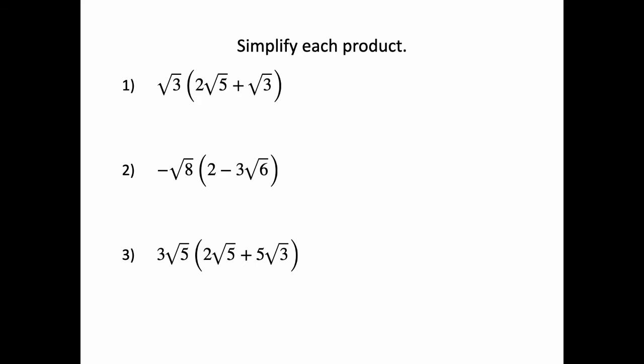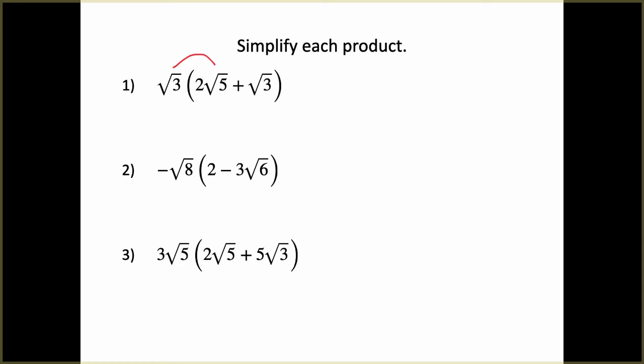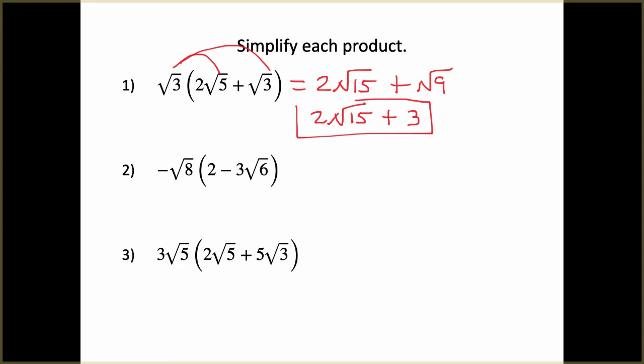So here we have simplify the products. We are going to distribute. So we have the square root of 3 times 2 square roots of 5. This is 2 times the square root of 15, because 5 times 3 is 15. Plus, square root of 3 times the square root of 3 is the square root of 9. We cannot simplify square root of 15. There are no perfect squares that we can divide out. And so we have 2 square roots of 15. The square root of 9 is 3. This is my simplified form.